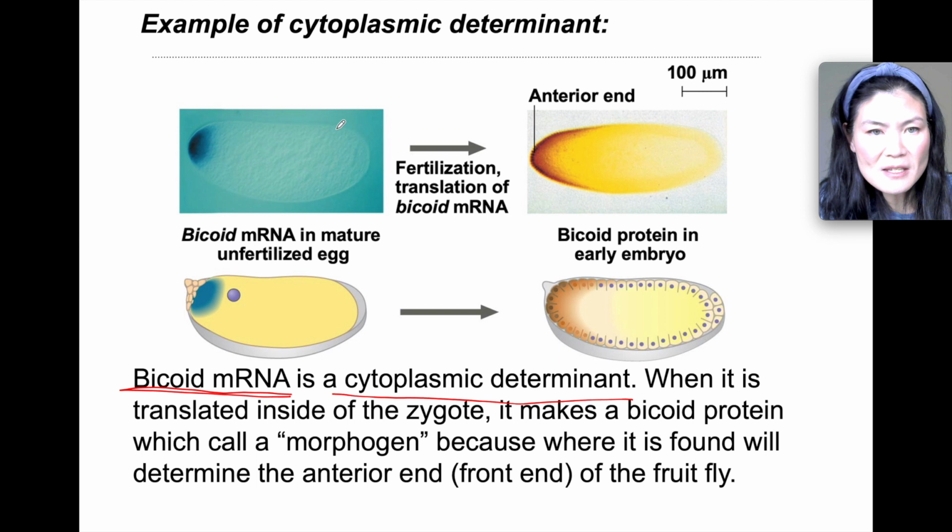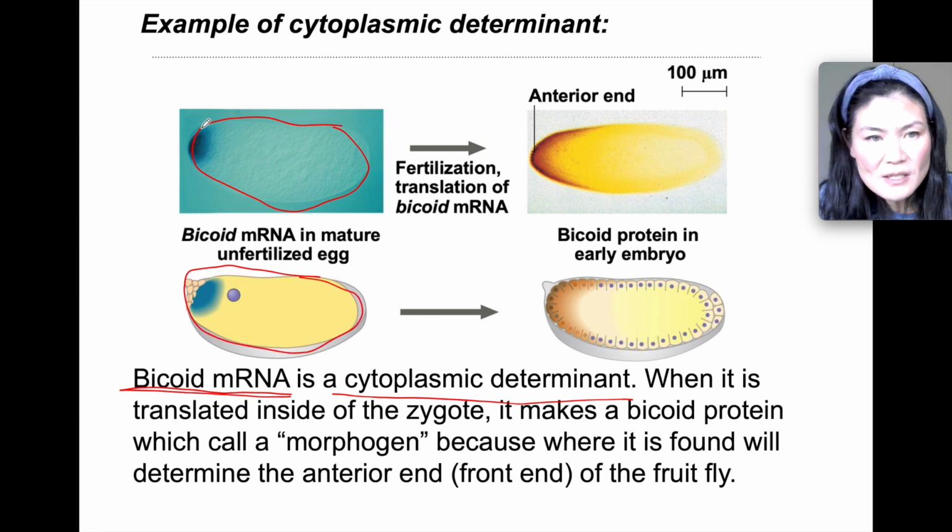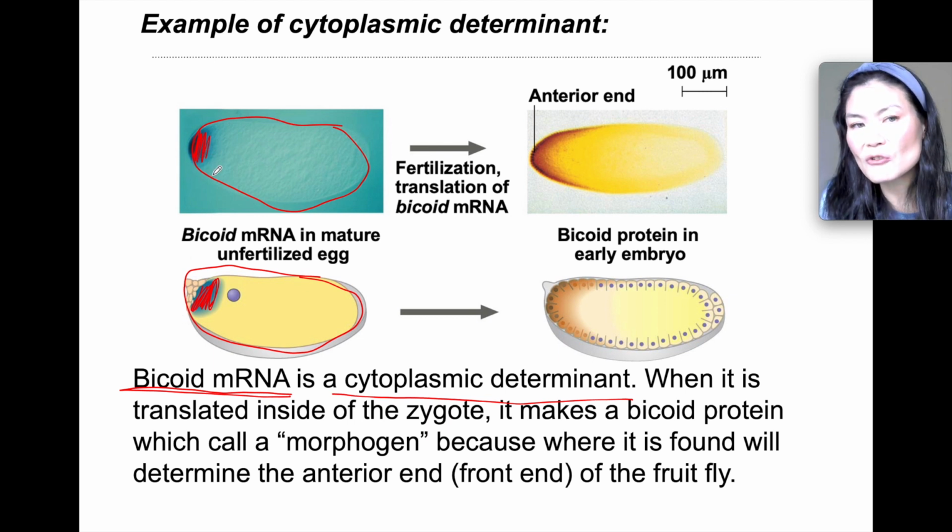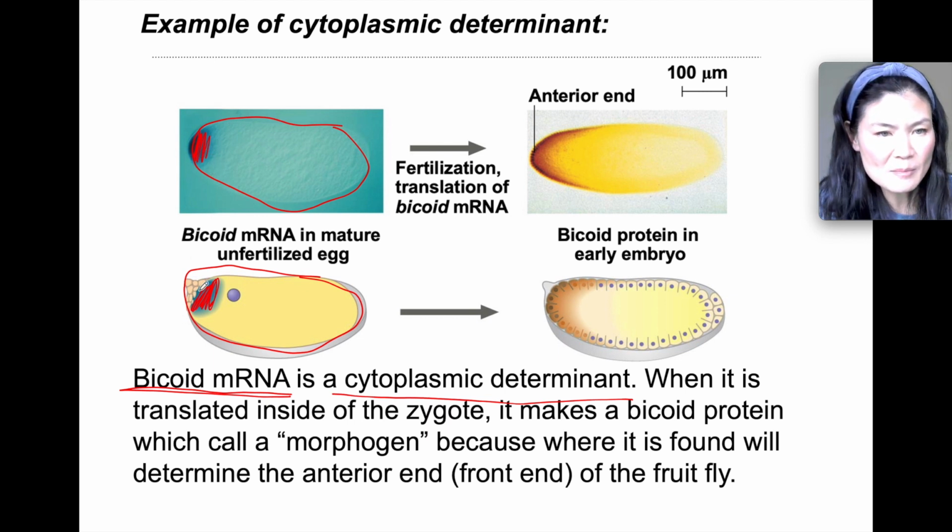And so here is an egg, and you can see this is a microscopic photo, and then this is the drawing of that egg, okay? At this point, it's not fertilized, but you can see this dark area on the far left-hand side. That's where there's a lot of bicoid mRNA. So that mRNA is ready to be translated, right? It hasn't been translated yet, but it's gone through transcription.